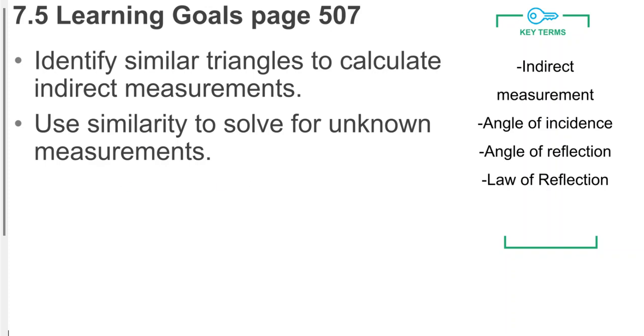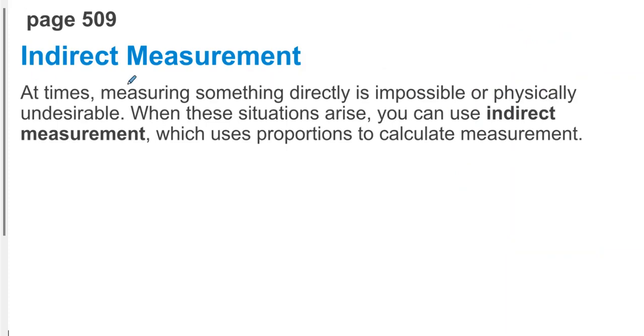All right, welcome to 7.5. In the investigation, we already learned about the law, angle of incidence, angle of reflection, and angle of refraction. And we're going to be able to use these and a few other methods to find out how to solve distances through indirect measurement. So let's look at what indirect measurement is.